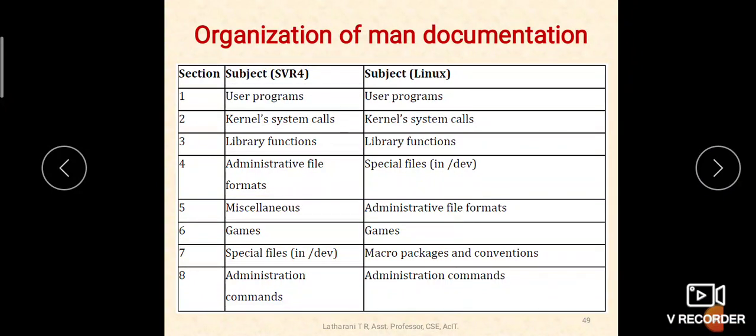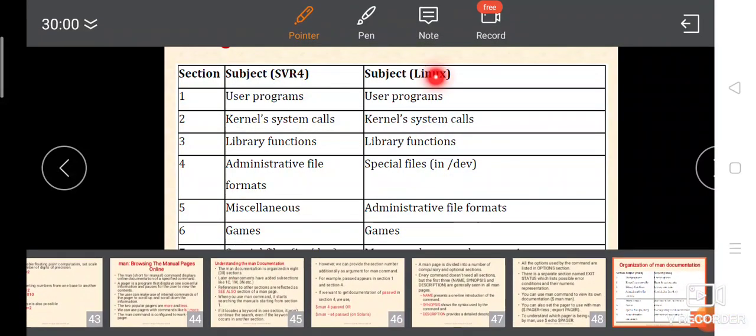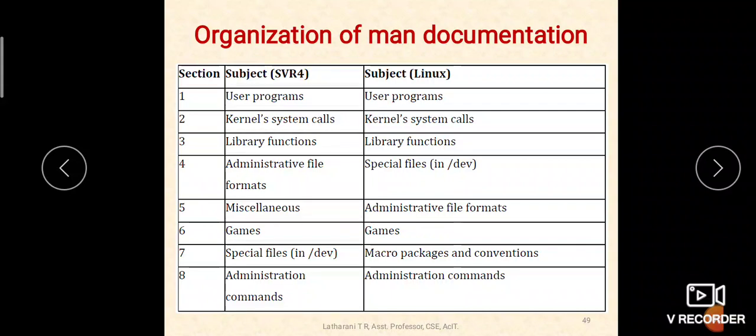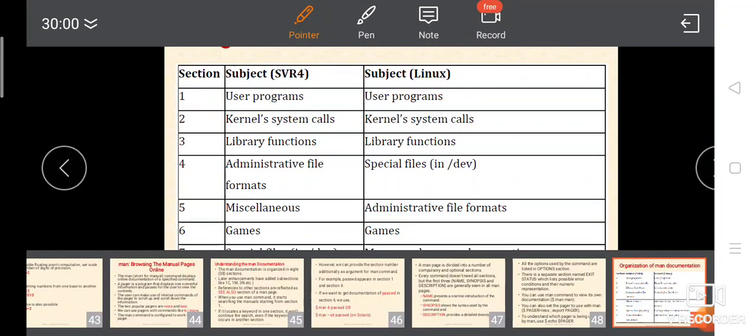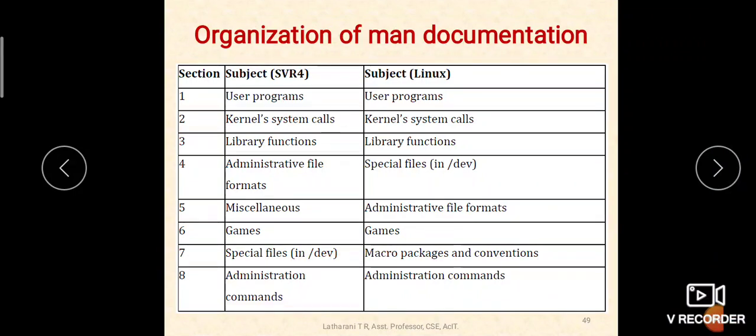In the previous slides we discussed that the man pages are divided into 8 sections, right? So these are those 8 sections. Here you can see these 8 sections, and the categories are different in System V and in Linux, the versions of Unix. The first section, in both operating systems, holds user program commands only.